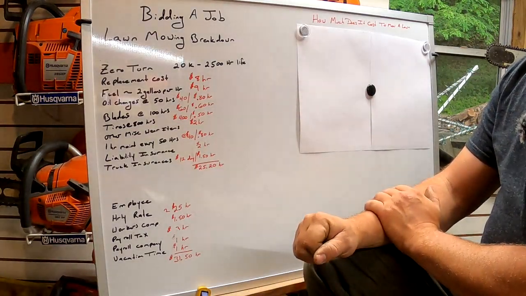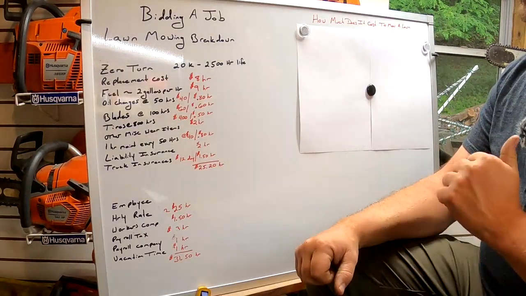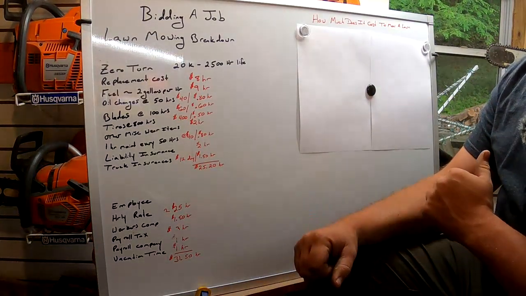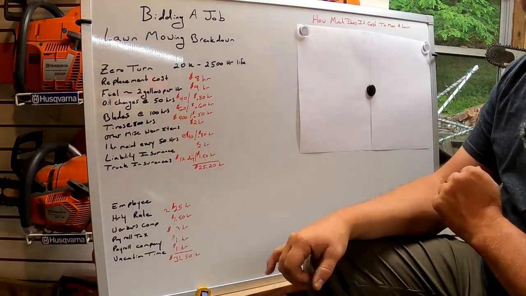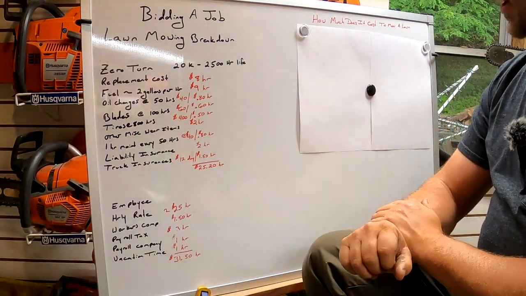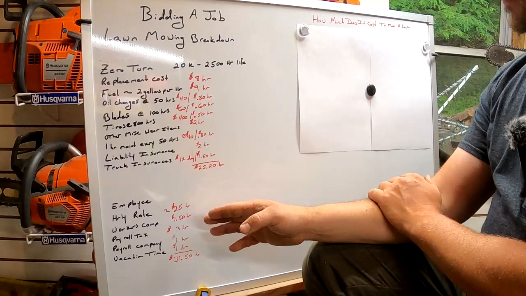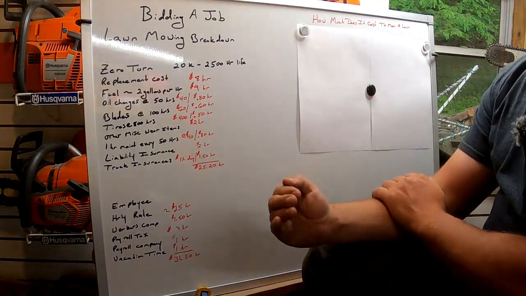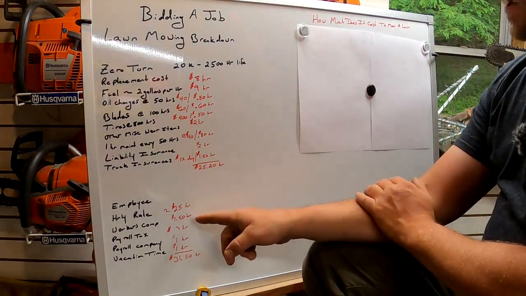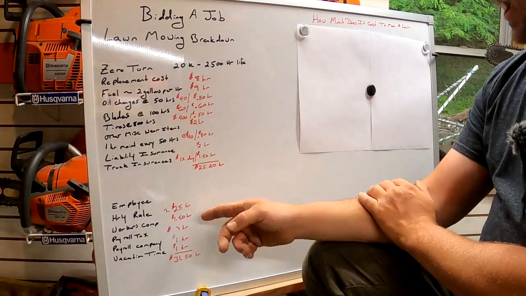Workers' comp is $1.50 an hour. Again, if you run a tree business or something that's considered high risk, your workers' comp is going to be a lot higher than this $1.50 an hour mark. This rate is based off of how much you pay the employee. So this may even be a little bit higher. I haven't checked it in a little while.